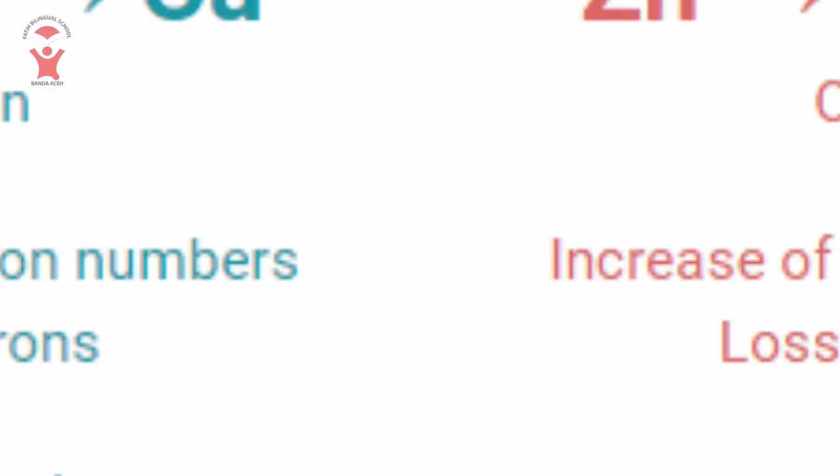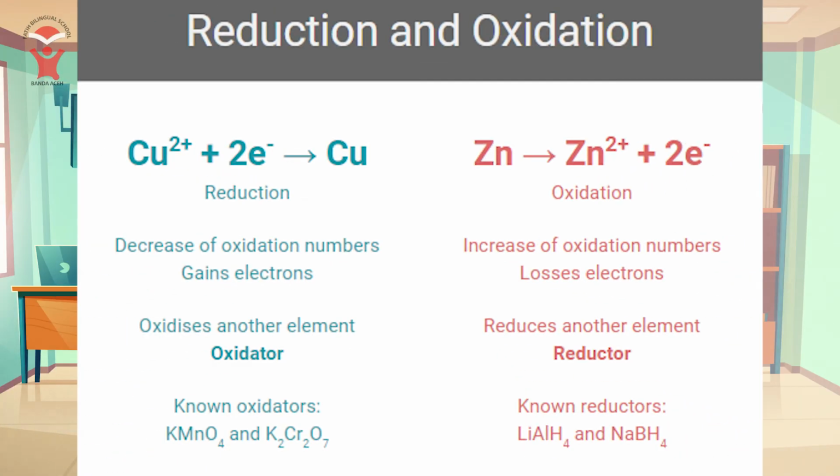The element that is reduced in a redox reaction gains electrons from the element that is oxidized. With this, it is normally called an oxidator. Some notable oxidators are potassium permanganate and potassium dichromate, whereas the element that is oxidized gives its electrons to the other, and therefore it is normally called a reductor. Some notable reductors include lithium aluminum hydride and sodium borohydride.